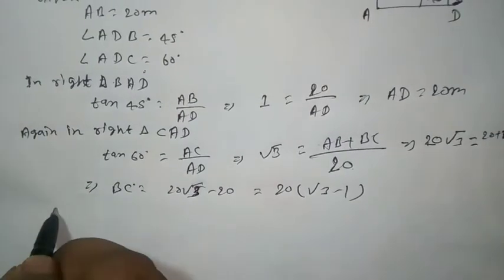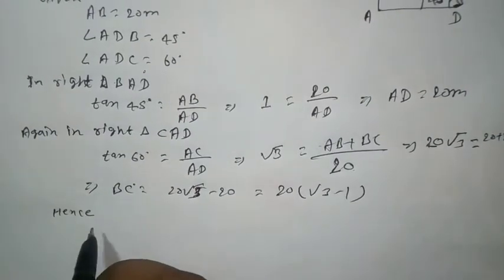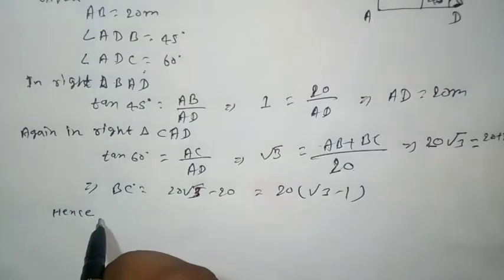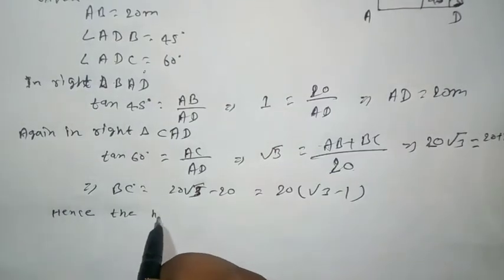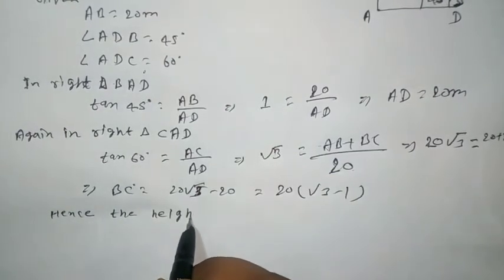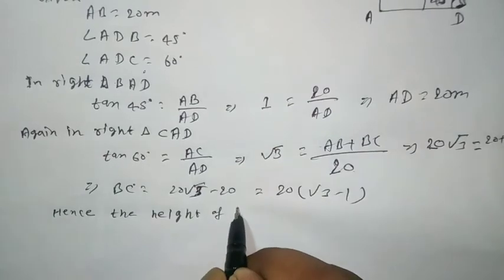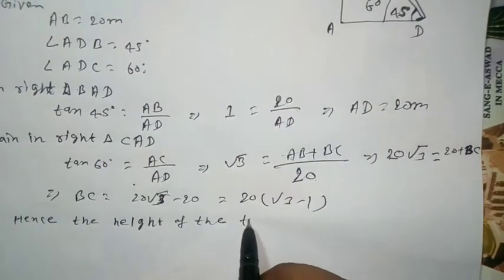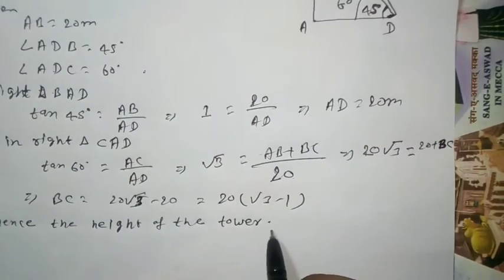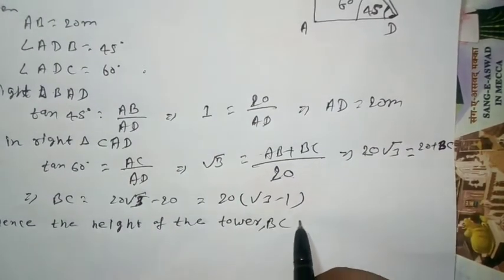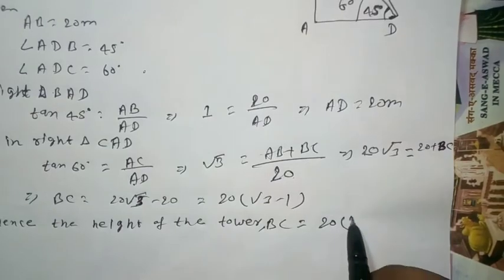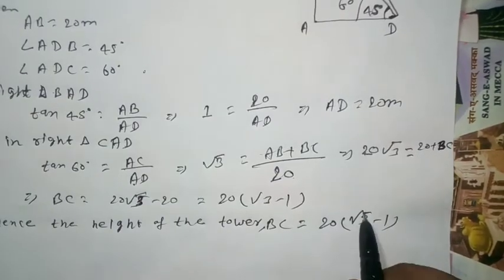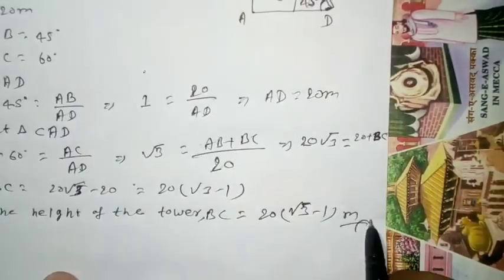Hence, the height of the tower BC is equal to 20 times root 3 minus 1 meters. Answer.